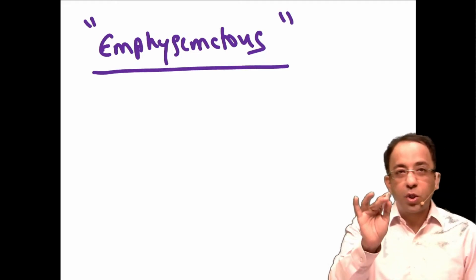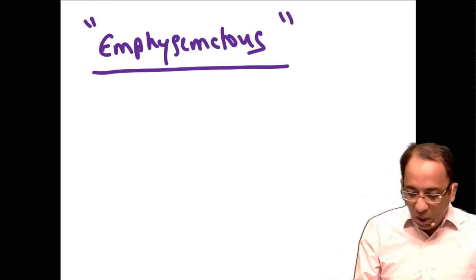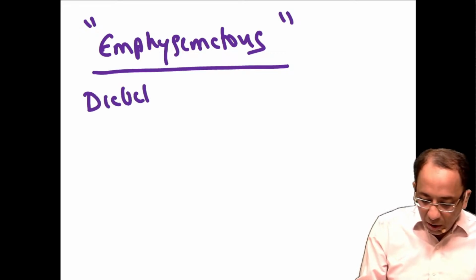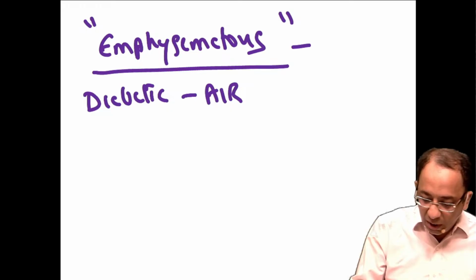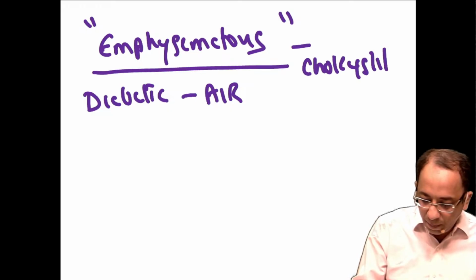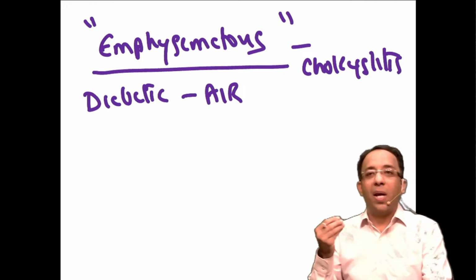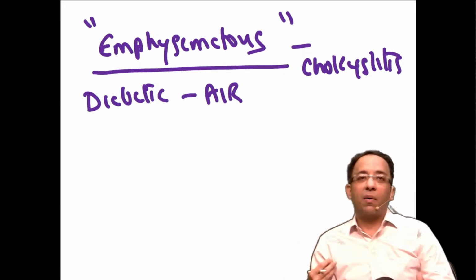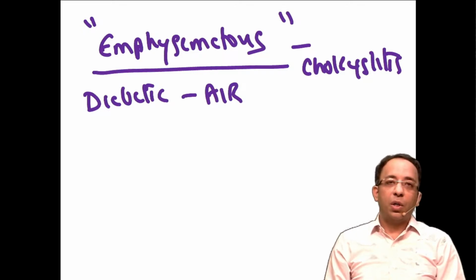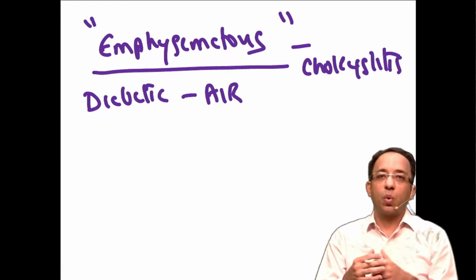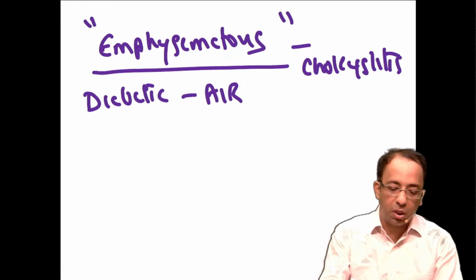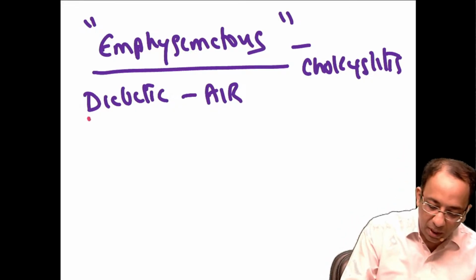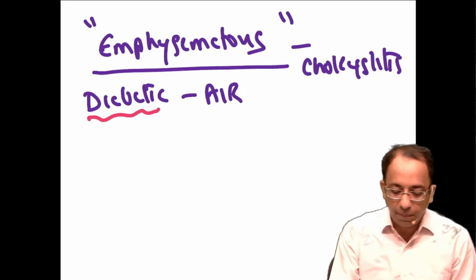So it is possible they might show you a diabetic patient with air in the gallbladder wall. What will you think? That is a gangrene, emphysematous cholecystitis. So they like to show you air in the lumen of the gallbladder, or it's a very possible question. Emphysematous cholecystitis is a very possible question, and the key word in the paper will be that the patient will be diabetic.